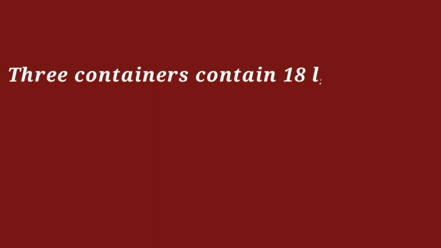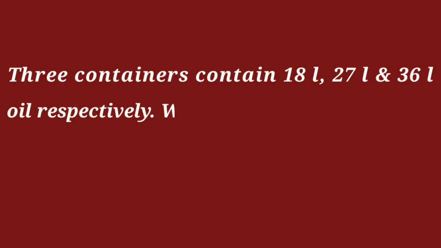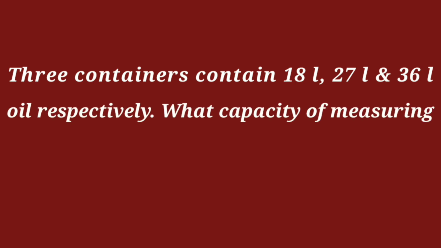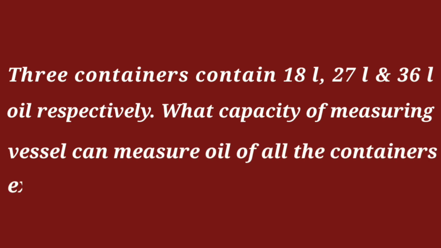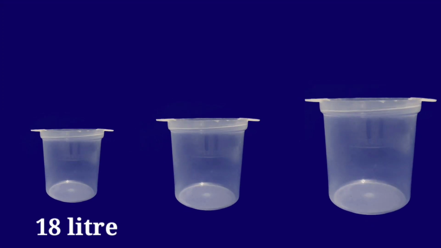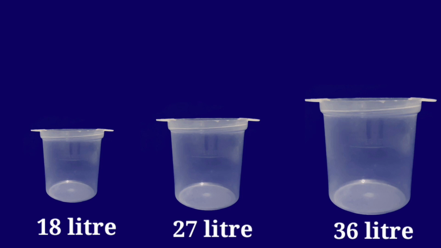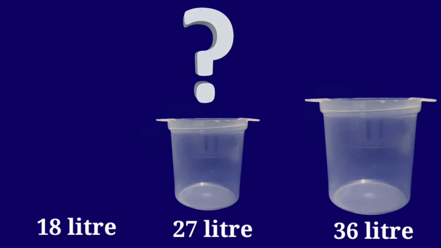Three containers contain 18 liter, 27 liter and 36 liter oil respectively. What capacity of measuring vessel can measure oil of all the containers exactly? So students, we have three containers of capacity 18 liter, 27 liter and 36 liter. Now we need to find a common measuring vessel that can measure the oil of all the three containers exactly. Now that measuring vessel cannot be of capacity greater than 18 liter.